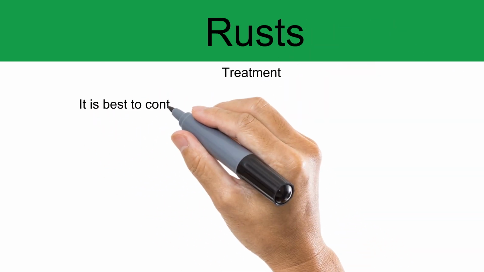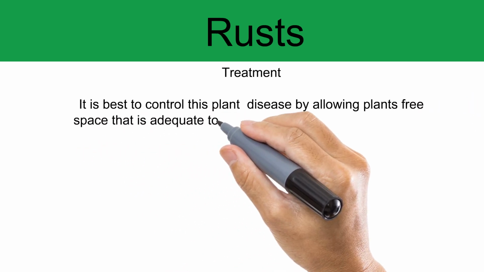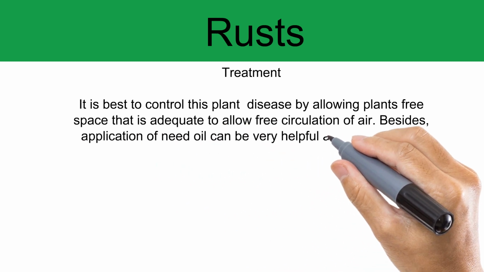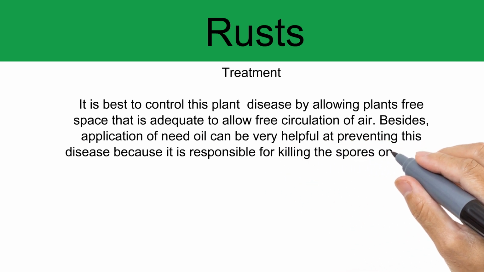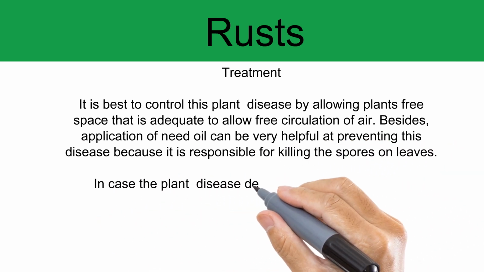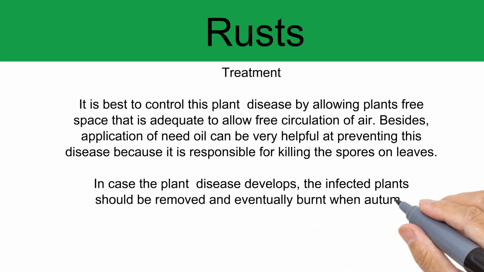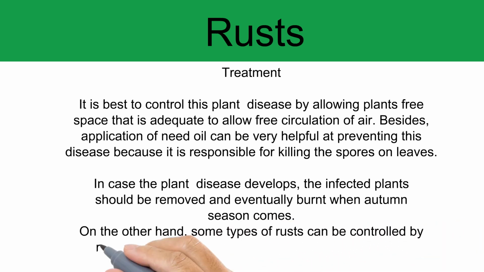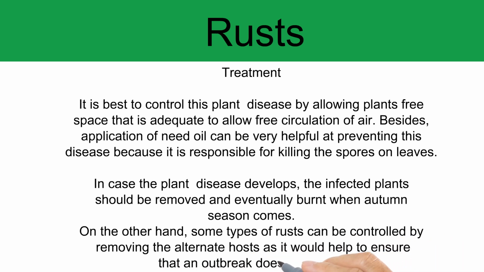Treatment. It is best to control this plant disease by allowing plants adequate free space to allow free circulation of air. Besides, application of neem oil can be very helpful at preventing this disease because it is responsible for killing the spores on leaves. In case the plant disease develops, the infected plants should be removed and eventually burnt when autumn season comes. On the other hand, some types of rusts can be controlled by removing the alternate hosts, as it would help to ensure that an outbreak does not occur.